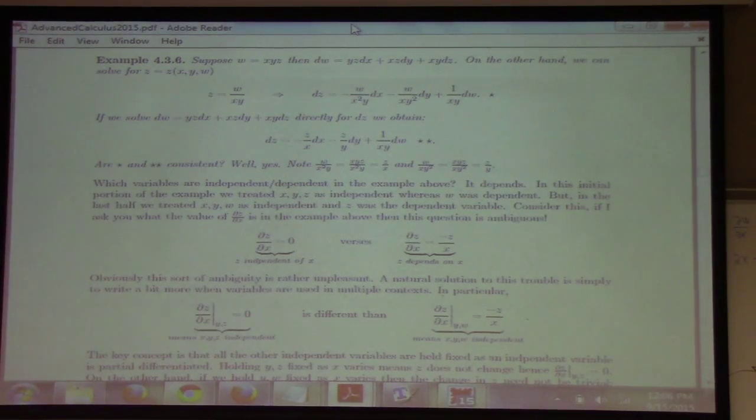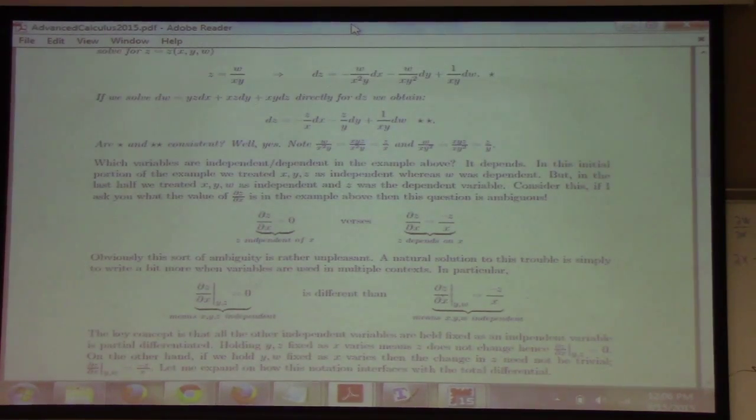Oh, duh. So if z and x are independent variables, right, partial z partial x is 0. But if z is the dependent variable, then partial z partial x is minus z over x. So it's really different interpretations here. Sorry, let me not get confused.